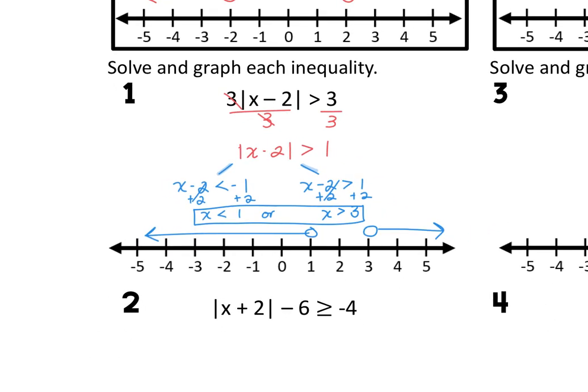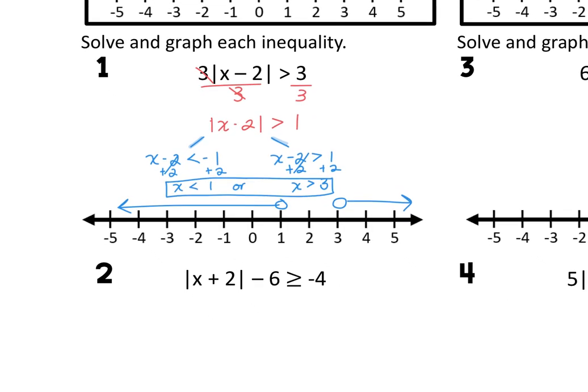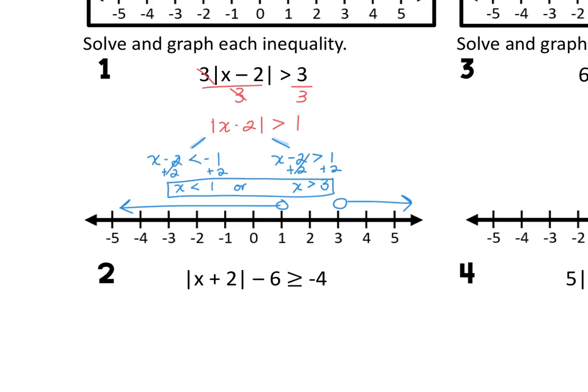So an absolute value inequality is really just a compound inequality. And as long as we remember this rule that when we do the negative case, we also have to flip the sign, you'll be good to go. All right, let's try one more all together.